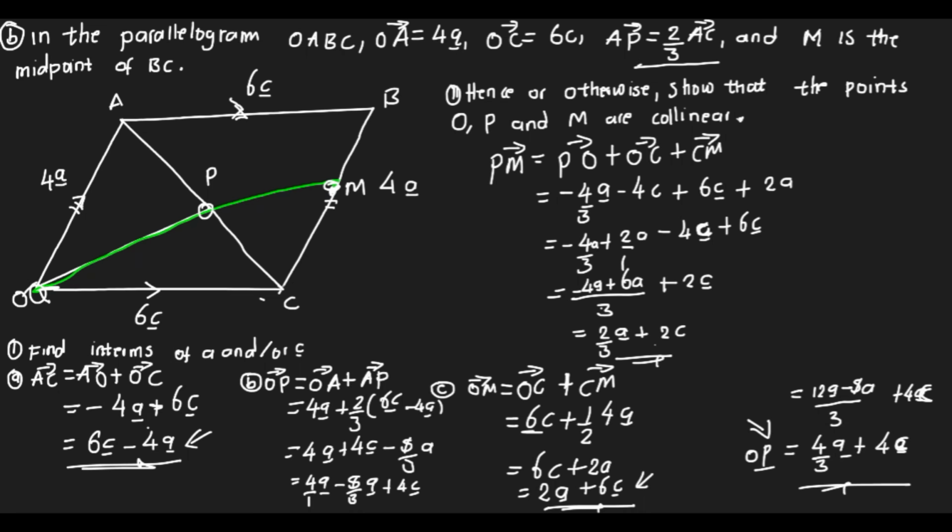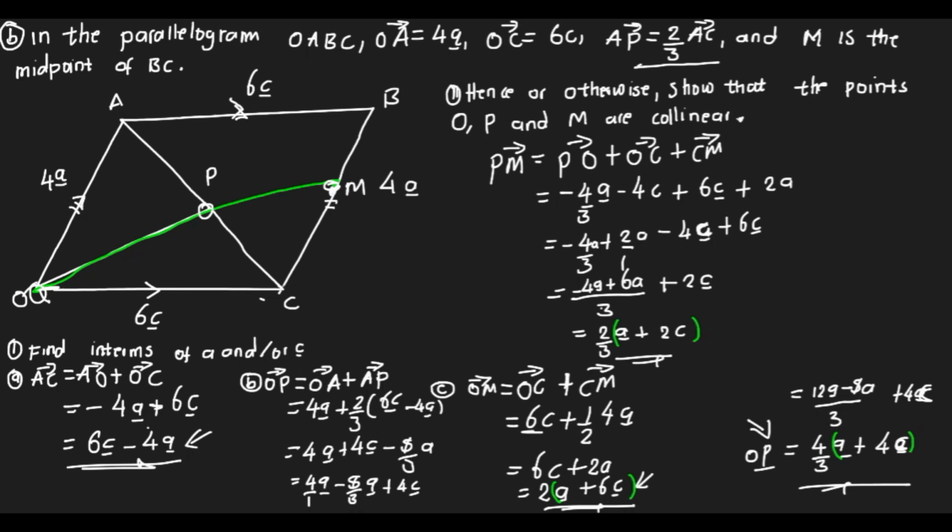Now let's look at how we can simplify and state how these three points are collinear. Let's look at what is common. From OP there is this A and C, so A plus C is there. Then from OM there is this A plus C also. Then from PM we can see that A plus C is also there. So don't look at the numbers.